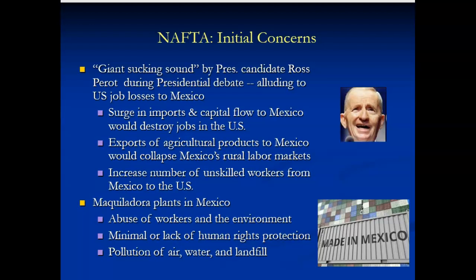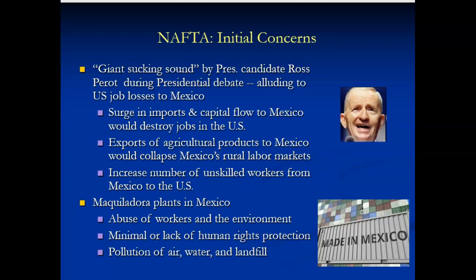And there was also a concern that there'd be an increase in the number of unskilled workers from Mexico coming to the U.S. And then there's the issue of the maquiladoras, the plants in Mexico, that there would be abuse of workers and the environment, a minimal or a lack of human rights protection, and there would be an increase in pollution.